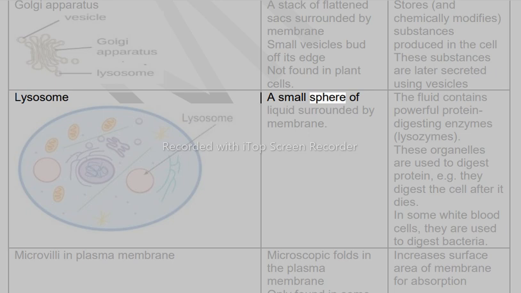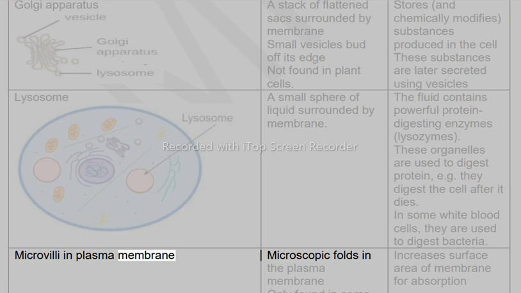Lysosome. A small sphere of liquid surrounded by membrane. The fluid contains powerful protein-digesting enzymes, lysozymes. These organelles are used to digest protein, e.g. they digest the cell after it dies. In some white blood cells, they are used to digest bacteria.